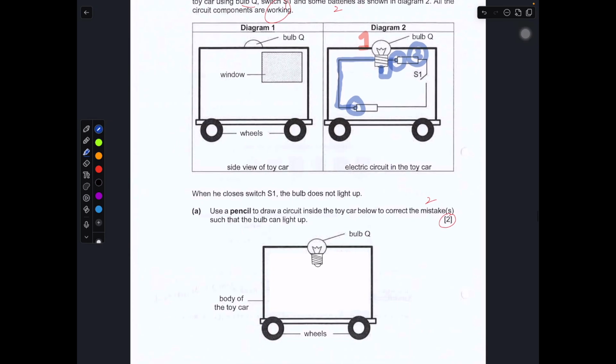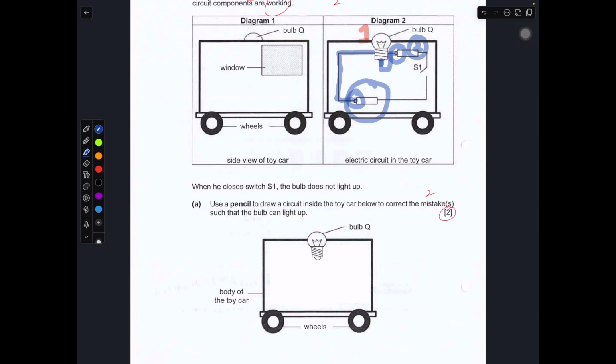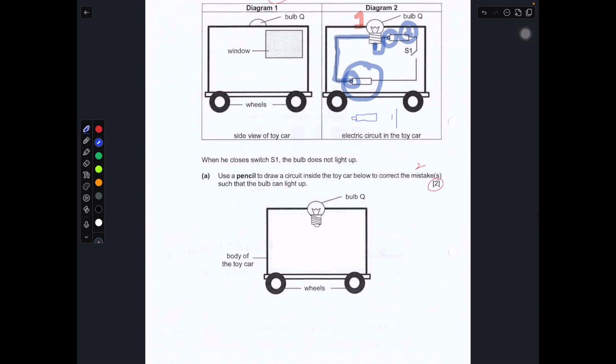So one rule of thumb is that if the picture gives you this, you will need to draw this. But if you want, you can draw this as well. So I will draw this part, but I will flip the battery around. I'll draw the battery in first. Instead of the battery facing this way, which is wrong, I will flip the battery around and draw in the switch. The switch can be at the same position.